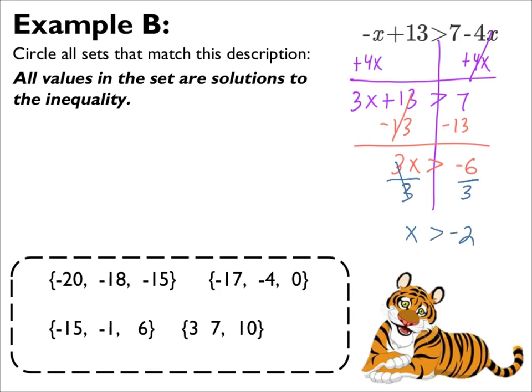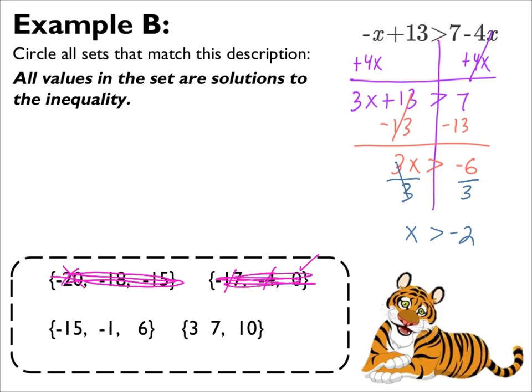Now that I have that number, I need to determine if each number in the set makes that true. My first set of numbers starts with negative 20. Is negative 20 greater than negative 2? No, that one doesn't work, so I don't have to check any of the other numbers in the set. Is negative 17 greater than negative 2? No. Is negative 4 greater than negative 2? No. Is 0 greater than negative 2? It is, but the other numbers do not match, so that set does not work either.